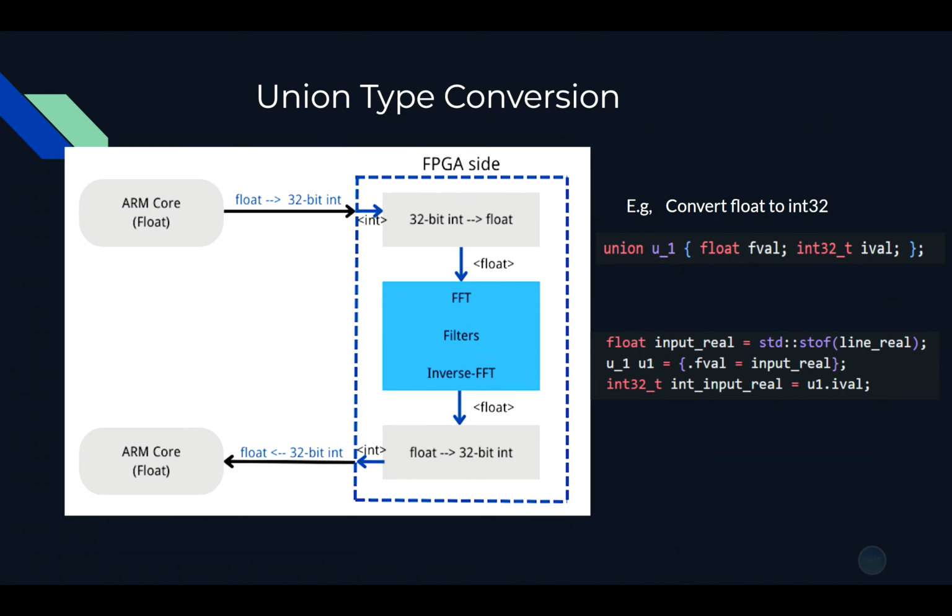As the variable type of our input and output is float, and the FIFO port between ARM and FPGA only supports 32-bit int, we bring in a union type to convert it to int before sending it to the FPGA. On the FPGA side, we do the reverse to convert it back and then do the computation. When the FPGA sends the output result back to ARM, it follows similar steps. Here is an example of how we use union type for conversion.